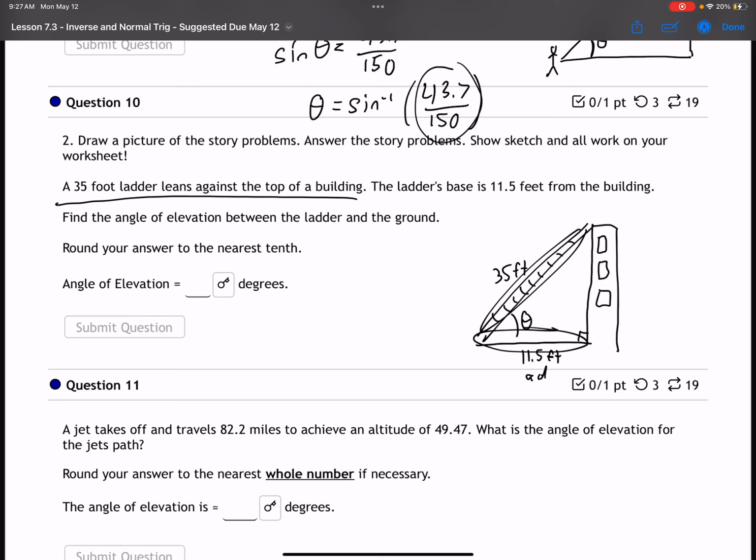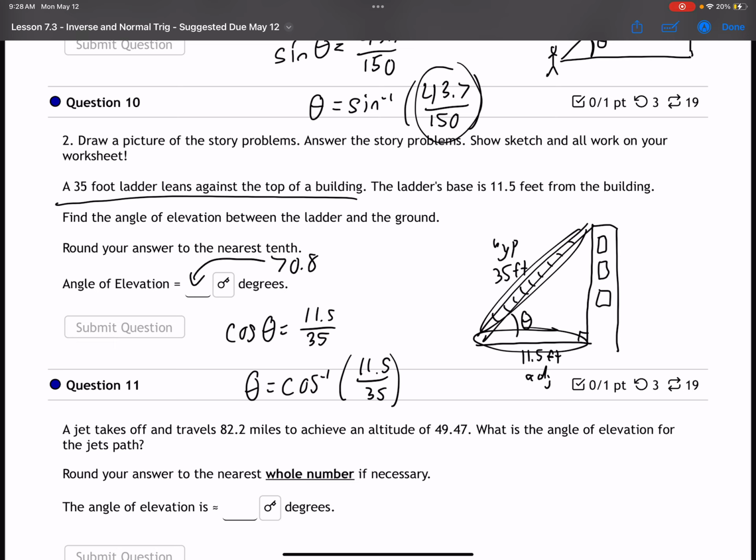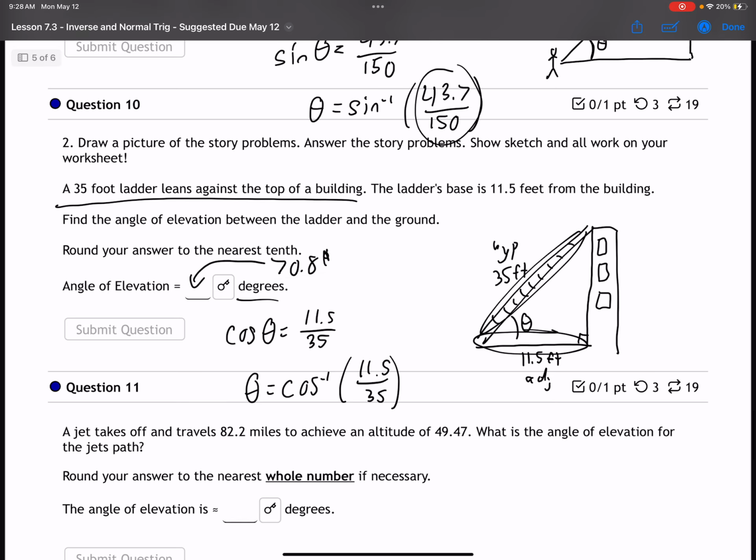So notice that this is the adjacent, this is the hypotenuse. And so cosine of theta is 11.5 divided by 35. So just pull the cosine inverse to the other side. And that's our answer. Inverse cosine of 11.5 over 35. And the answer is 70.8 degrees. And it already says degrees, so we actually don't need this degree symbol right there. 70.8 degrees.